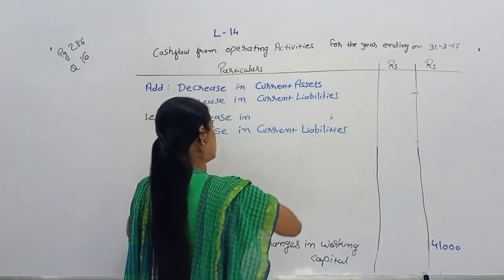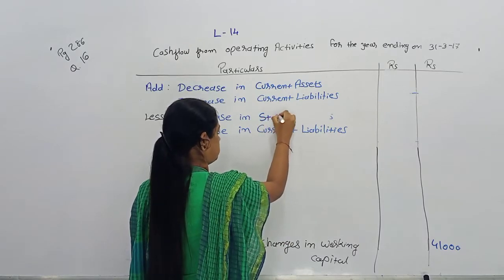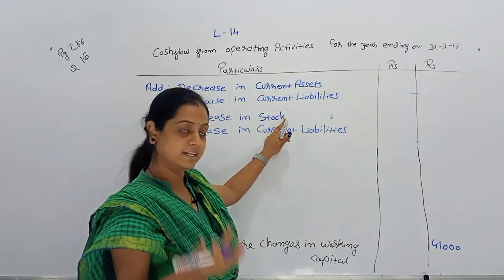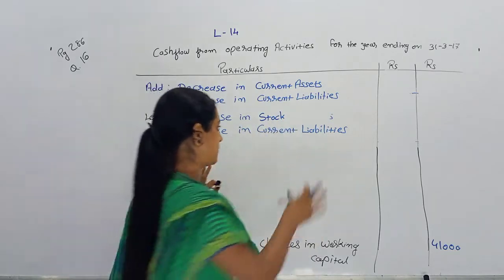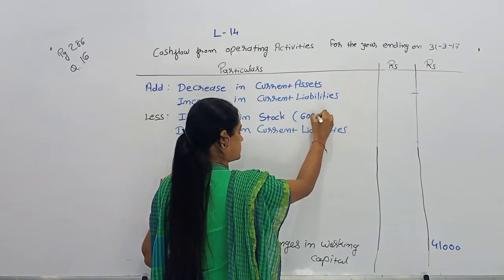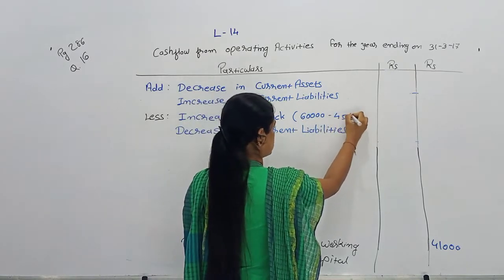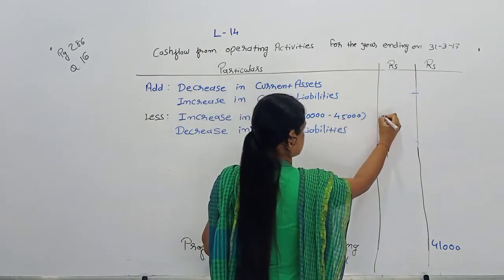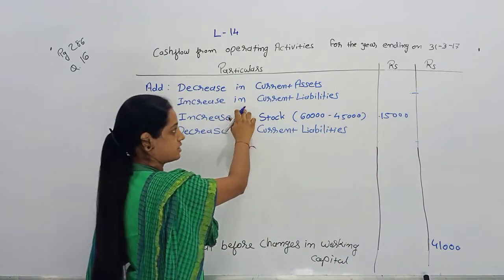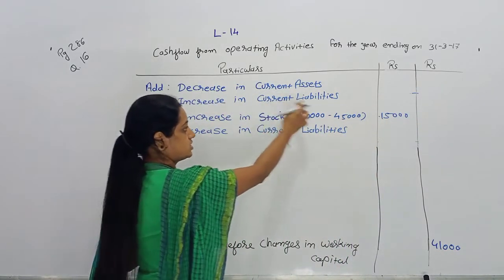Why is stock our current asset? I have written this just to explain to you. You have to directly write increase in stock. Amount: 60,000 closing and 45,000 opening. The answer will be 15,000.